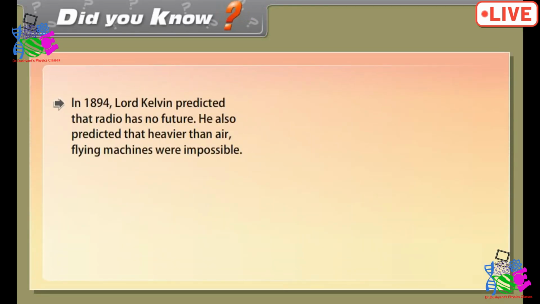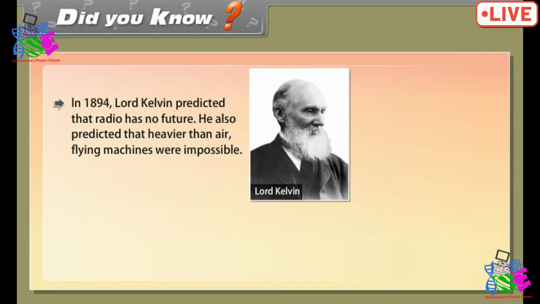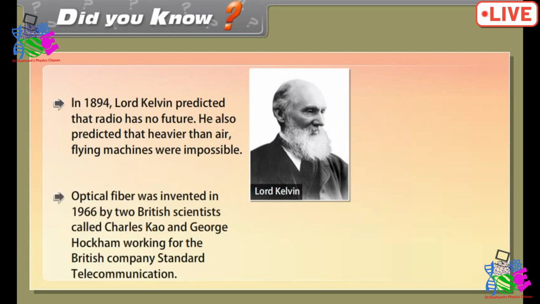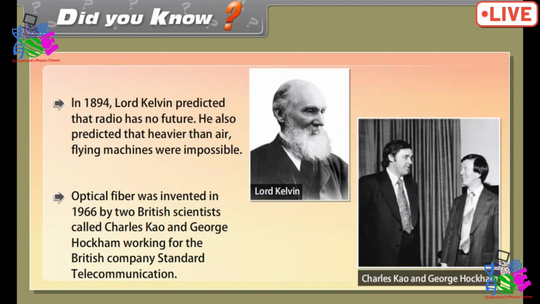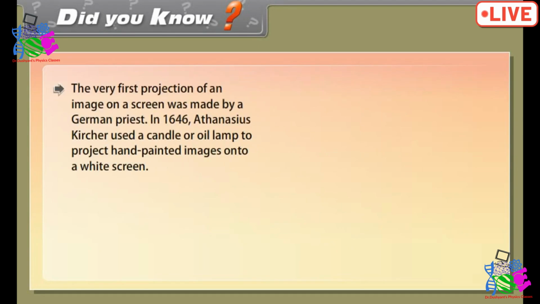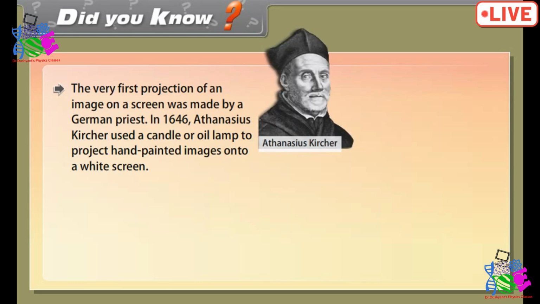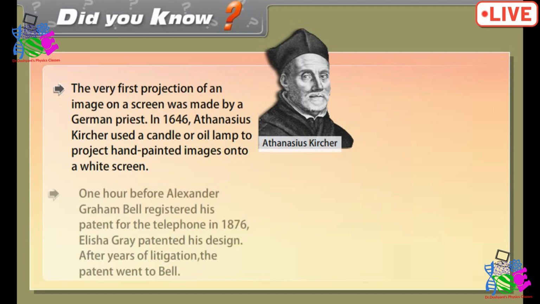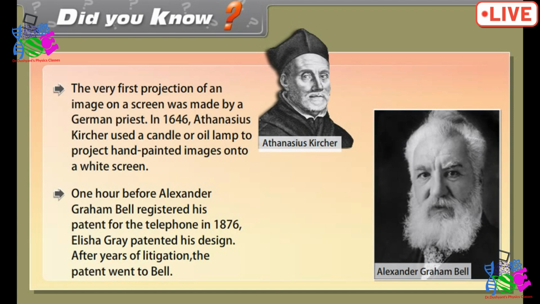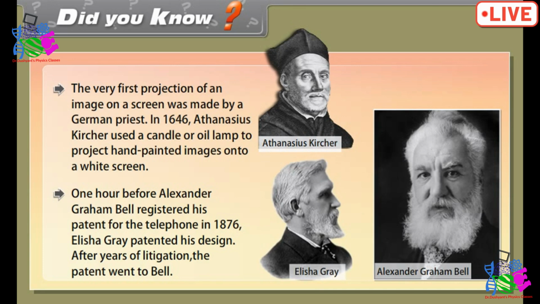Did you know? In 1894, Lord Kelvin predicted that radio has no future. He also predicted that heavier-than-air flying machines were impossible. Optical fiber was invented in 1966 by two British scientists, Charles Kao and George Hockham, working for the British company Standard Telecommunications. The very first projection of an image on a screen was made by a German priest. In 1646, Athanasius Kircher used a candle or oil lamp to project hand-painted images onto a white screen. One hour before Alexander Graham Bell registered his patent for the telephone in 1876, Elisha Gray patented his design. After years of litigation, the patent went to Bell.